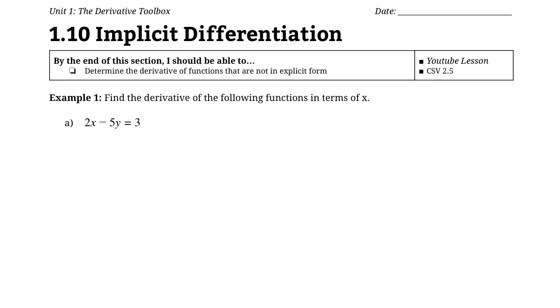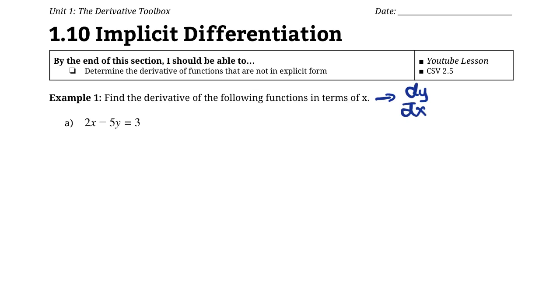Let's start off by trying to take the derivative of this function right here in terms of our variable x. So essentially what we're looking for is dy by dx, the derivative of y in terms of x. What's different about this question than previous questions we've done? Well, the difference is that it is not in terms of y. It's not explicitly isolated for y. So maybe our first strategy might be to isolate y.